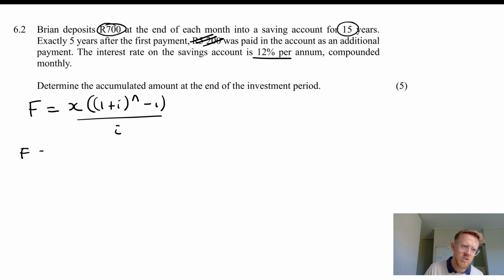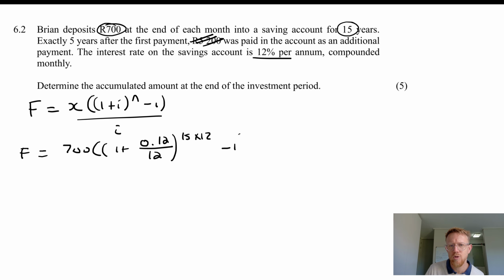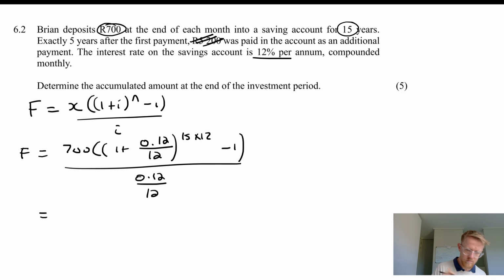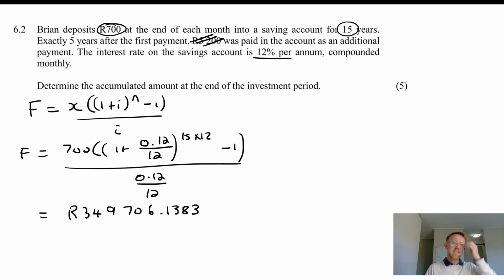Okay, and so the monthly amount is 700. The interest rate is 12%, so I'm going to do that. It's compounded monthly, 15 years, so that'll be 15 times 12, and that'll be there over 12. And let's go work out this so long. Okay, let's not round off right now because this isn't the final answer, but this will be 349,706 Rand, and then let's just go 0.1383. So that is how much the 700s will become.